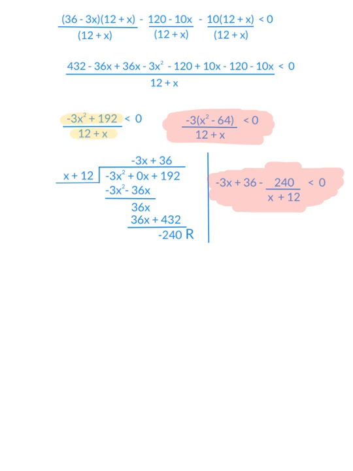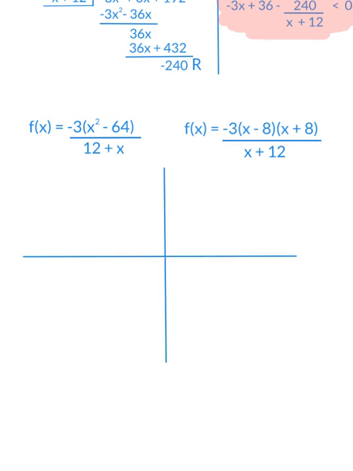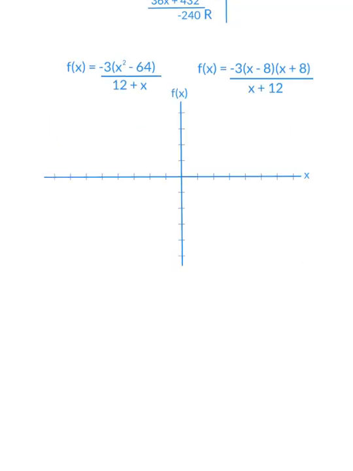So we'll quickly let f of x equal negative 3 open bracket x squared minus 64 close bracket all over 12 plus x. Actually, I can factor that a little bit better. Negative 3 times x minus 8 times x plus 8 over x plus 12. So let's graph it. So at the top you can see the zeros are going to be 8 and negative 8 from the numerator here. And you can see that there's going to be a vertical asymptote at negative 12.